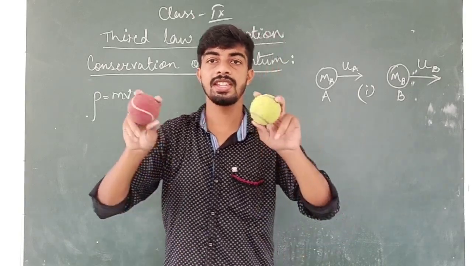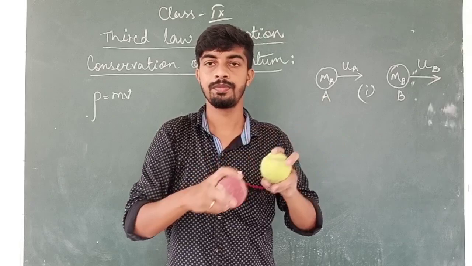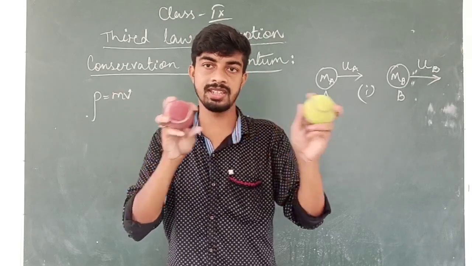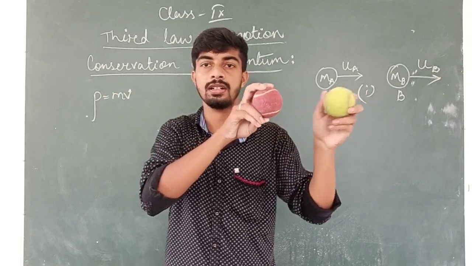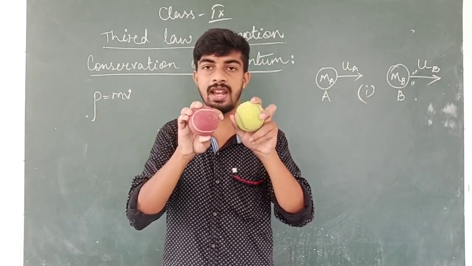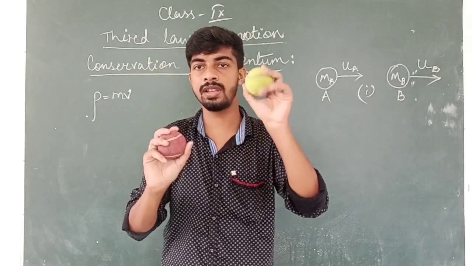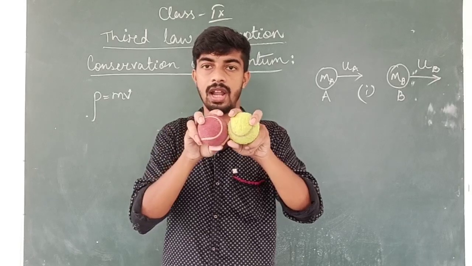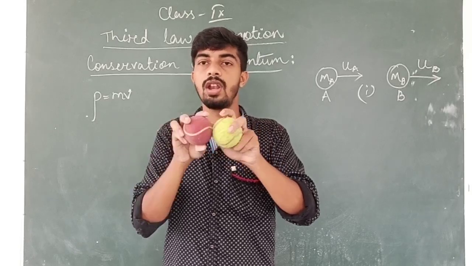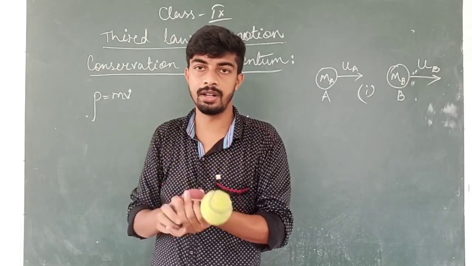Now, as both are moving together in the same direction, with different mass meaning different objects, what can happen? Both can collide. Even if they are moving in the same direction, the momentum can be different because one is a little bit heavier than the other. So if momentum is different, what can happen? They can collide. If they collide, the velocity may also be different.